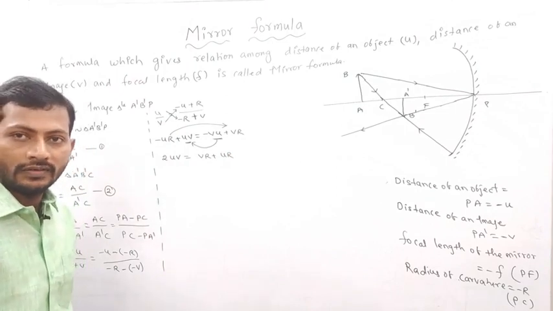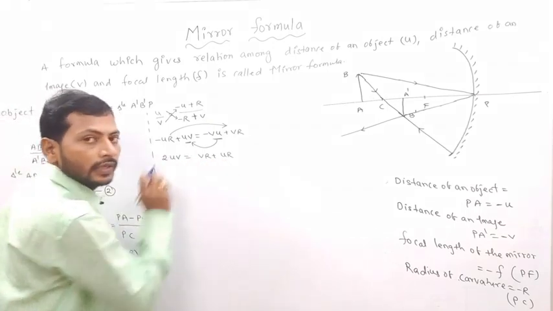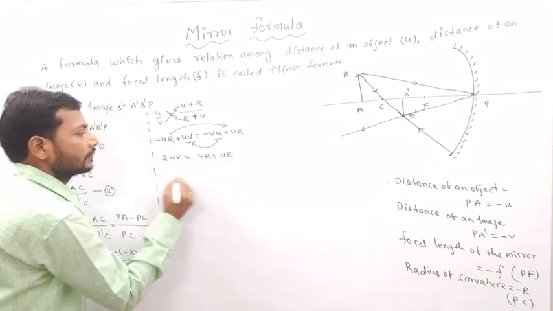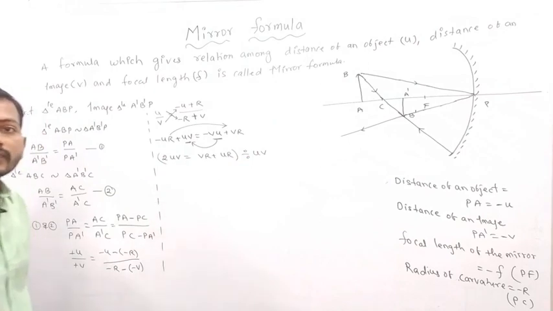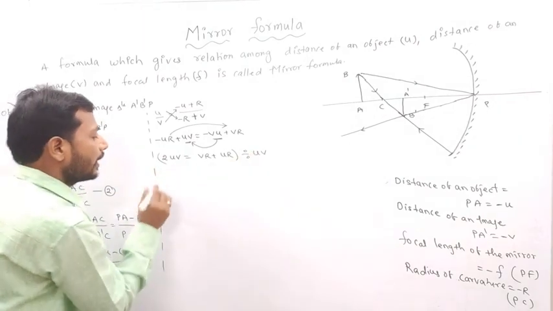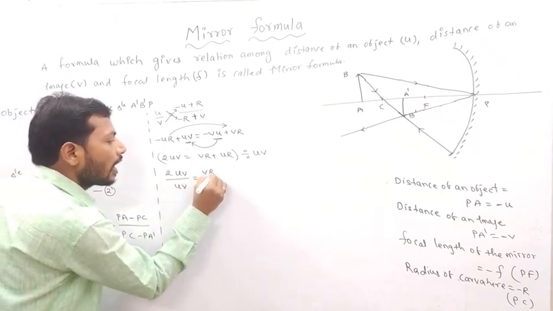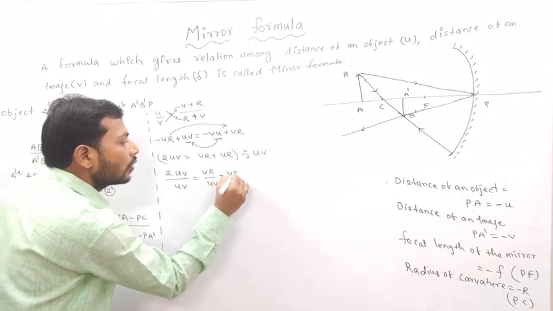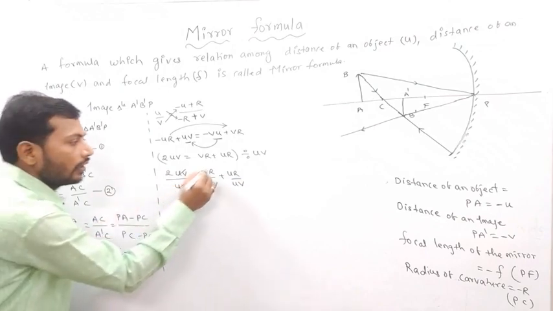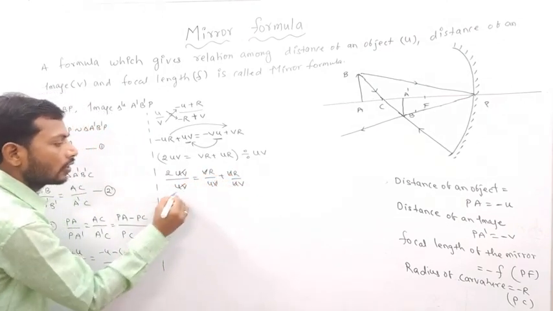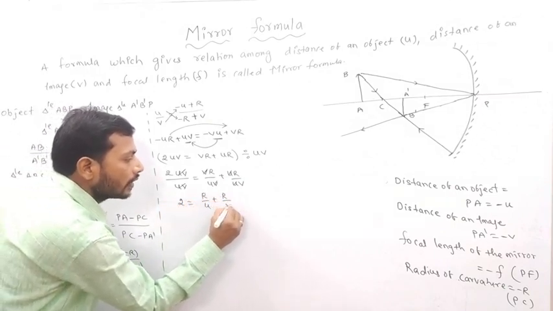Again to simplify this one, what am I doing? Here UV is there, here V is there, here U is there. I divide both sides with UV. If I divide with UV on both sides, you are going to get 2UV by UV equals to VR by UV plus UR by UV. Once UV gets cancelled, V cancelled, U cancelled, you are going to get 2 equals to R by U plus R by V.